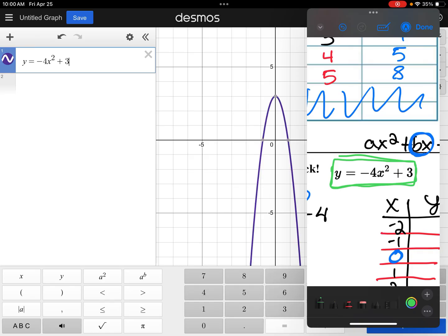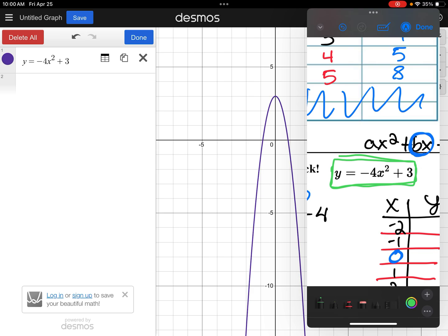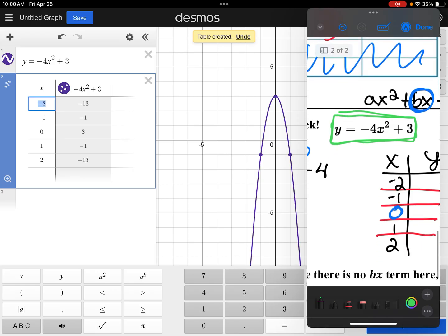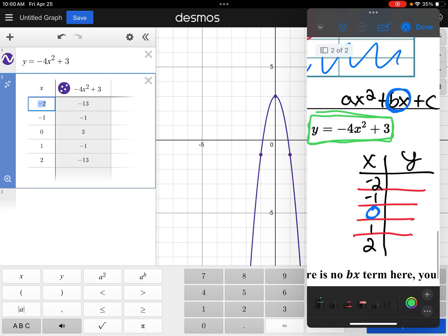So now I have that again. Remember, how do we find the table? You're going to hit that gear icon that I'm highlighting right now. I'm going to click it, and then you want to do this table icon that I'm making blink right now. You're going to want to hit that table icon. Now, we started our table at -2 and then counted through 0 up to +2. That's what we have here on Desmos as well. So that's exactly what I'm going to write down now on my notes. So I have -13, -1, 3, -1, -13.